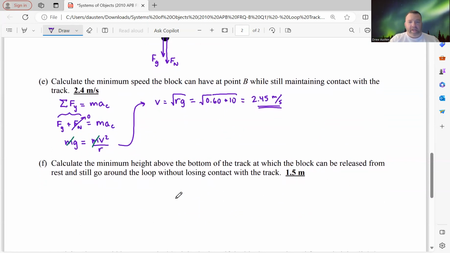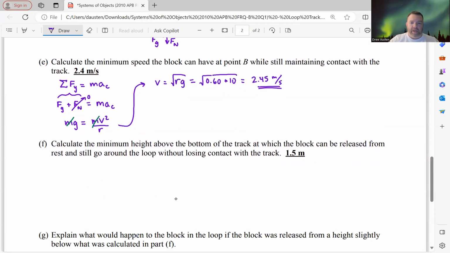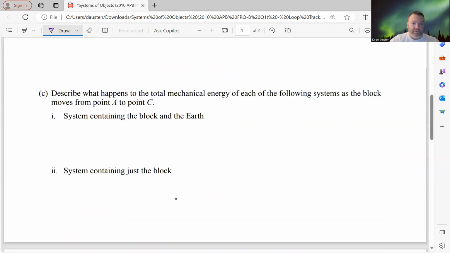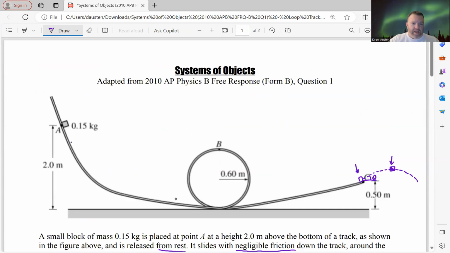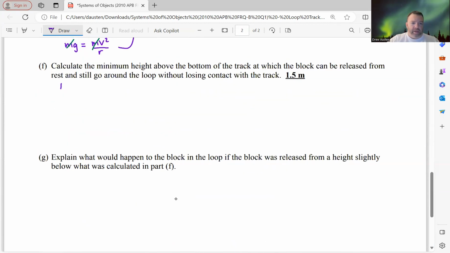And so knowing that the block has to have that speed at the top of the loop, we want to calculate the minimum height where the block could be released from rest to still go around the loop without losing contact with the track. Right now we know the block was released from a height of 2 meters in the diagram. So we just want to know how much lower can we go? Like, where can we release this block so that it will still make it through the loop? So we're going to set up conservation of energy with K initial plus U initial equal to K final plus U final. The block is still going to be released from rest.